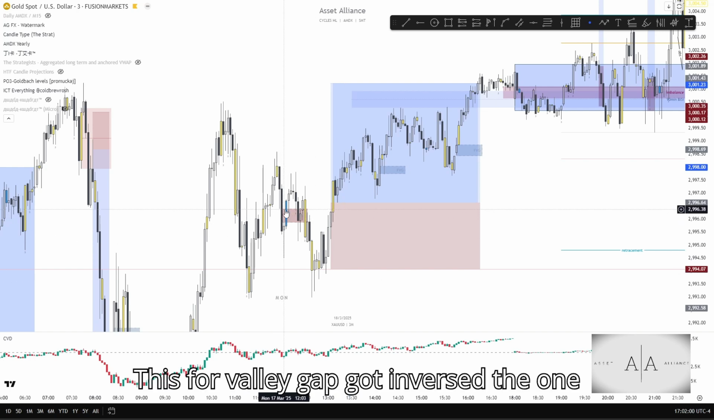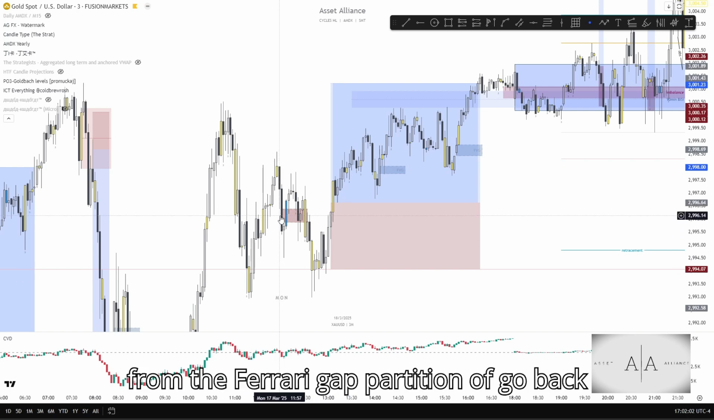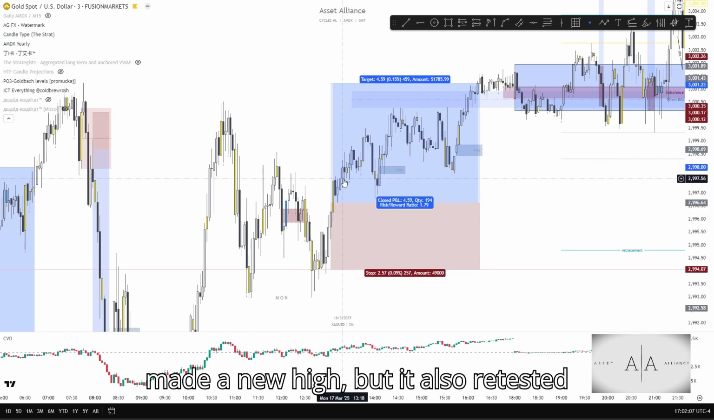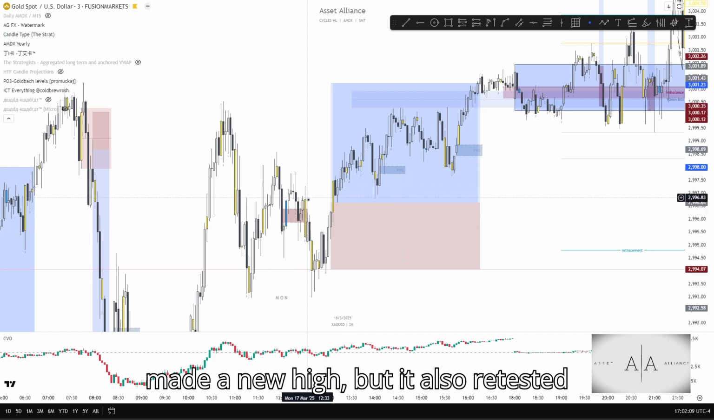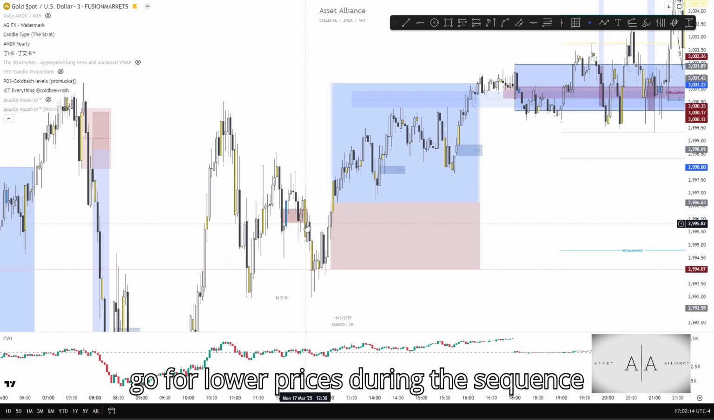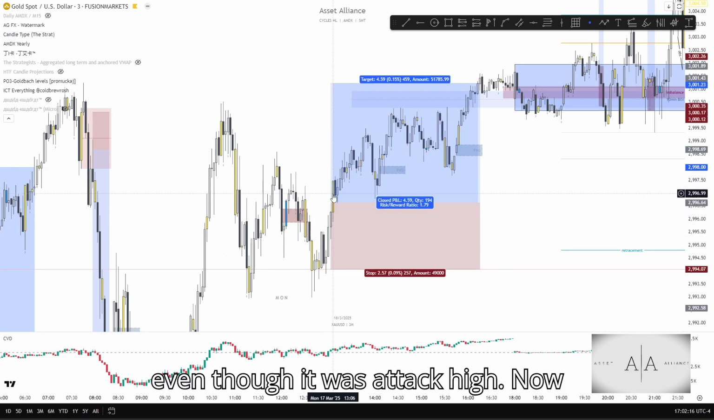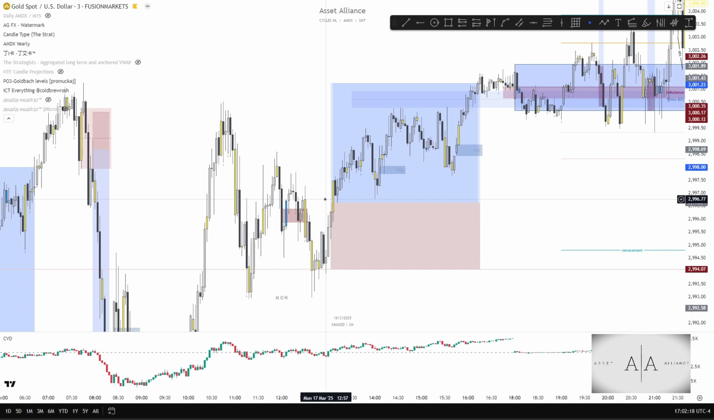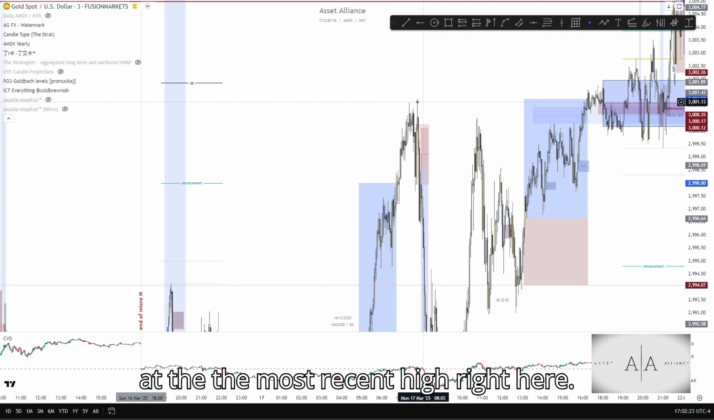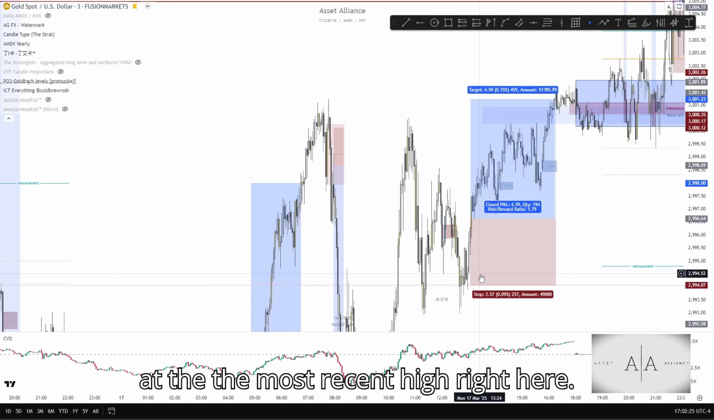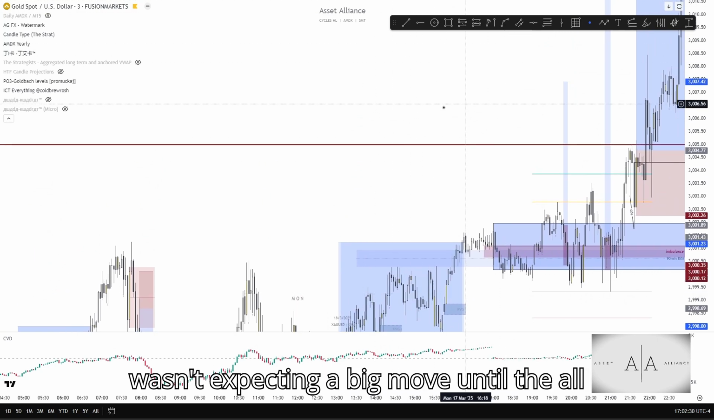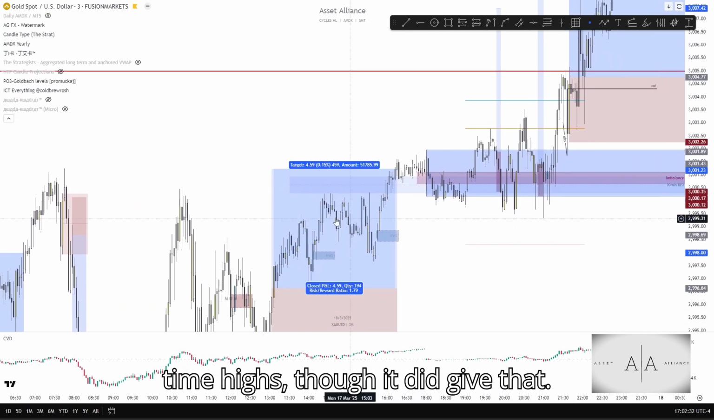This fair value gap got inversed, the one from the fair value gap partition of go back for then higher prices. The new tack, yes, made a new high, but it also retested inside of the consequent encroachment of this one. So I was not expecting price to go for lower prices during the sequence, even though it was a tack high. Now, for the TP again, I just put it at the most recent high right here. I wasn't expecting much out of that. I wasn't expecting a big move until the all-time highs, though it did give that.